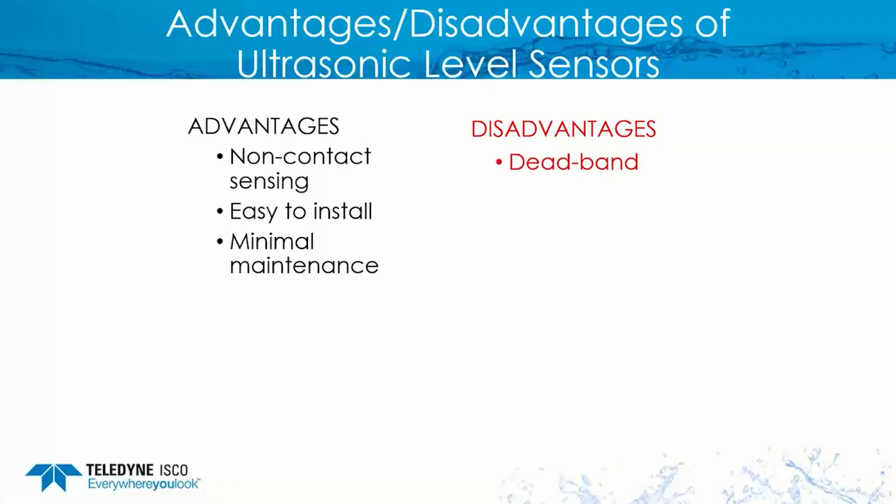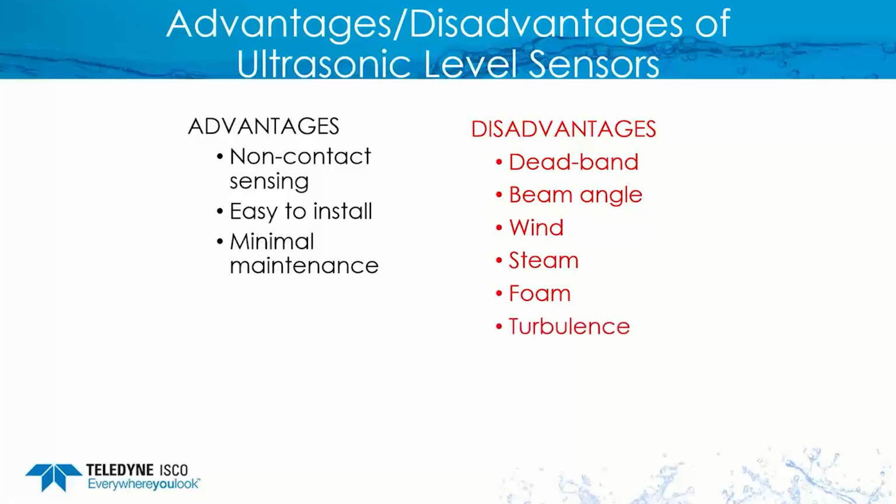Now, the disadvantage is the deadband that I'd mentioned, the beam angle. So as Andrew mentioned, sometimes you can get some narrow flumes. The beam angle of an ultrasonic sensor could potentially hit the side walls. And so that's why we have other technologies I'll mention here in a minute. Wind, steam, foam, those can also be issues for an ultrasonic because it'll have trouble transmitting that signal through the steam and foam, which you may find in industrial applications.